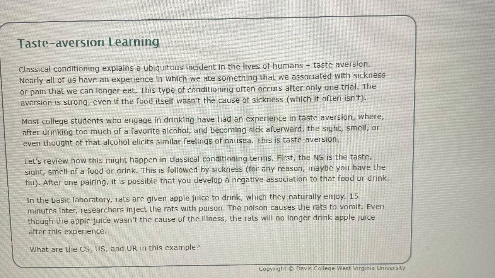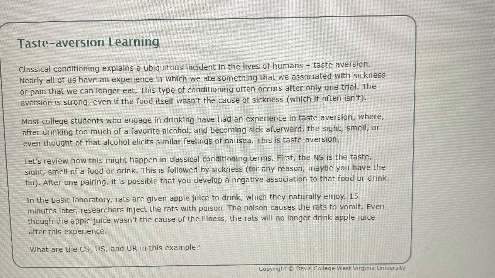Most college students who engage in drinking have had experience in taste aversion, where after drinking too much of a favorite alcohol and becoming sick afterward, the sight, smell, or even thought of that alcohol elicits similar feelings of nausea. This is taste aversion. Let's review how this might happen in classical conditioning terms. First, the NS is the taste, sight, smell of the food or drink. This is followed by sickness for any reason, maybe you have the flu. After one pairing, it is possible that you develop a negative association to that food or drink.